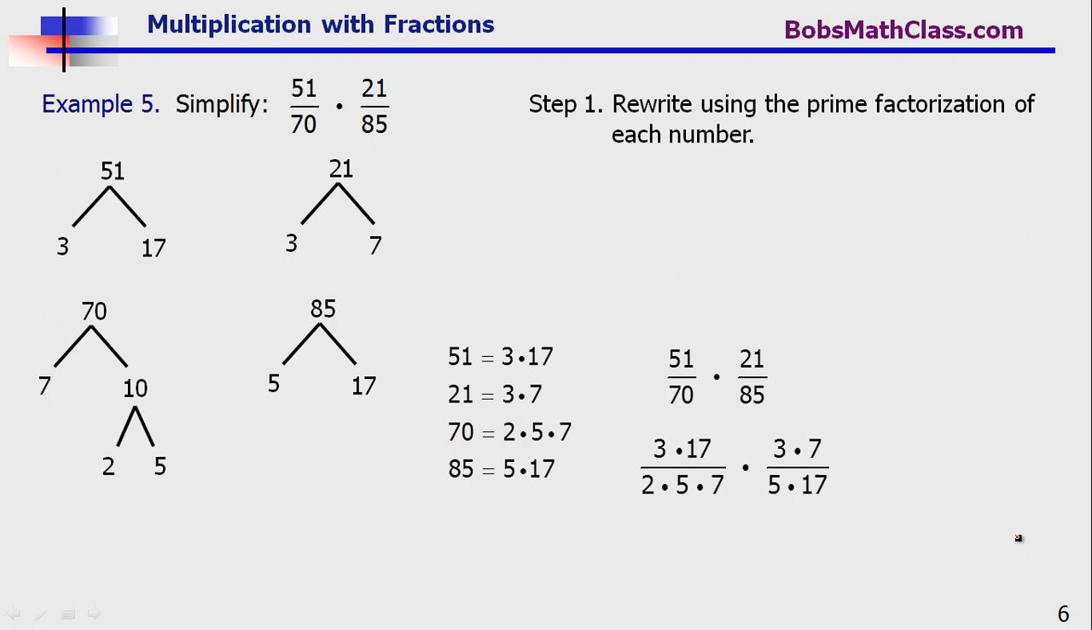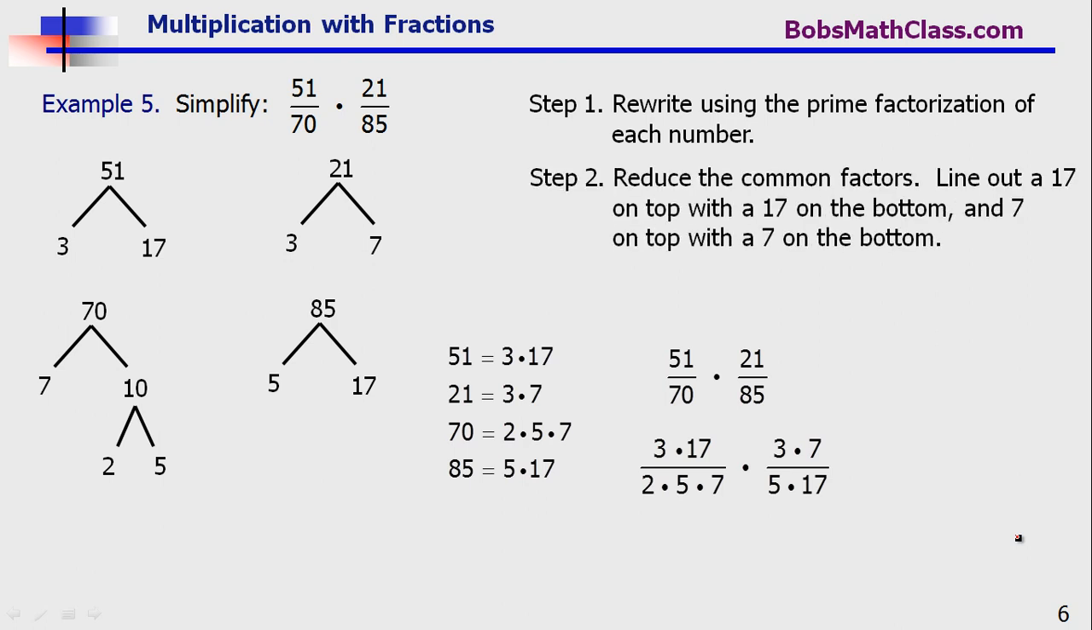So now if you see the same number on top with the same number on the bottom, you can line out those numbers. So let's see, what do we see? We can line out a 17 on top with a 17 on the bottom, and a 7 on top with a 7 on the bottom. So there go the 17s and the 7. And it looks like that's it.